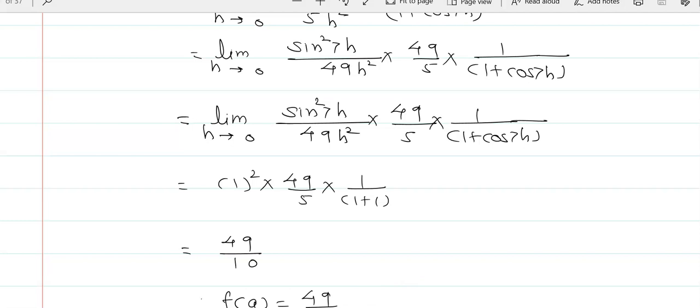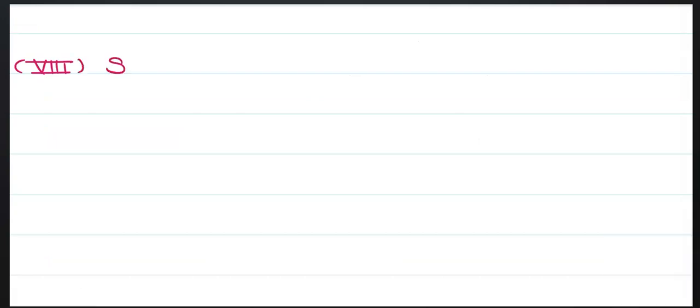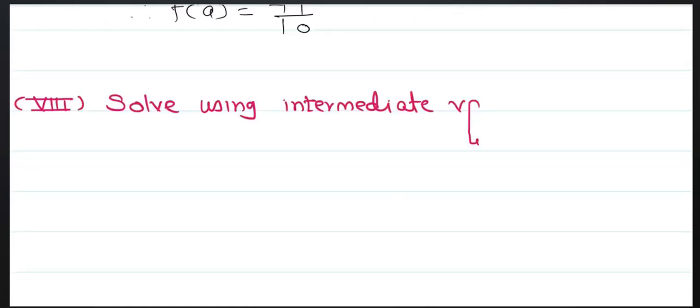Now the next is number 8. Solve using the intermediate value theorem.